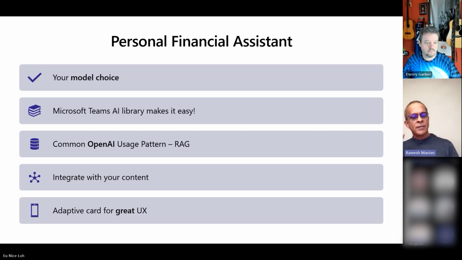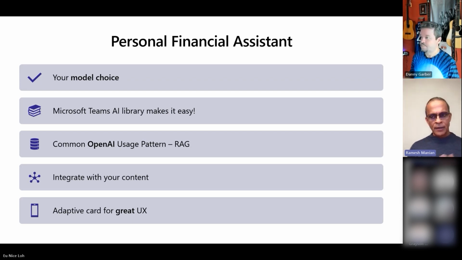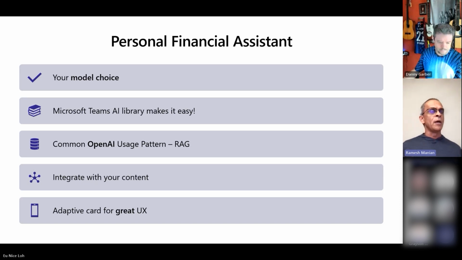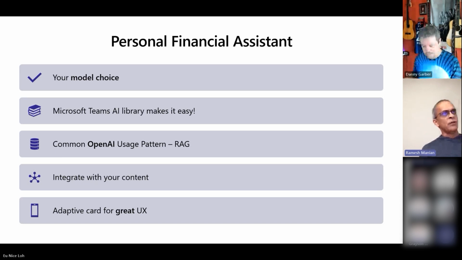The personal assistant demo that you're going to see has multiple things that you're going to be interested in as you are developing Copilots and AI-based solutions in your organization. One is the ability for you to have your choice of model. Azure OpenAI gives you multiple models such as DaVinci, GPT 3.5 Turbo, GPT-4, or maybe Llama, or your own custom models that you can make use of.